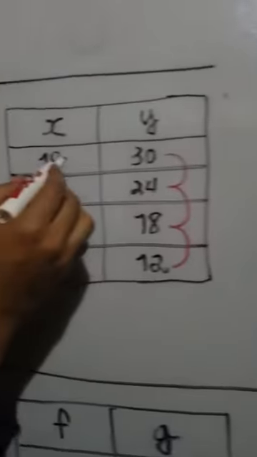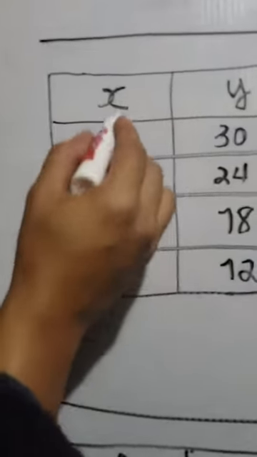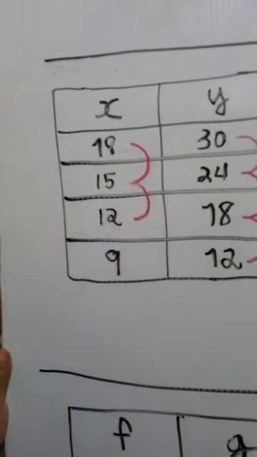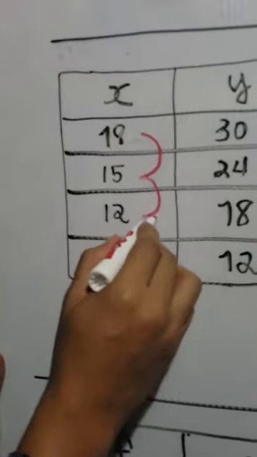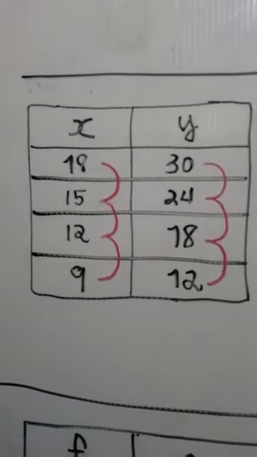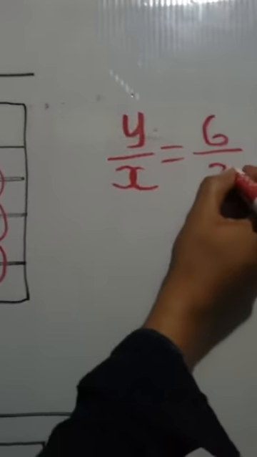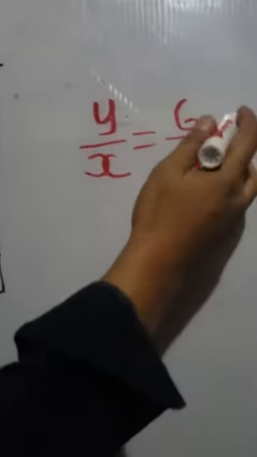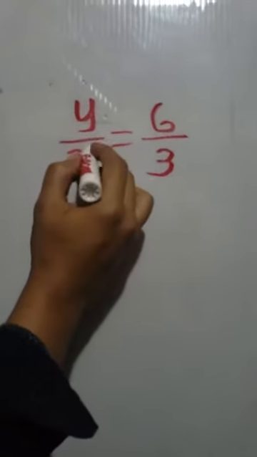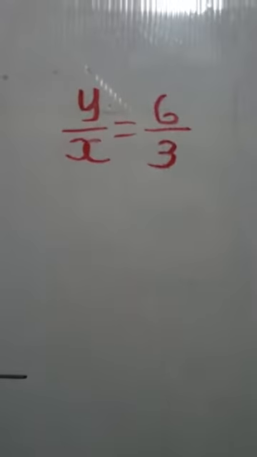Now let's see the patterns of the letter of the x variable. From 18 to 15, there are 3 numbers. And then to 12, another 3 numbers. And from 12 to 9, another 3 numbers. So the pattern is 6 over 3. 6 is the pattern for the y variable, and the number 3 is for the letter x.